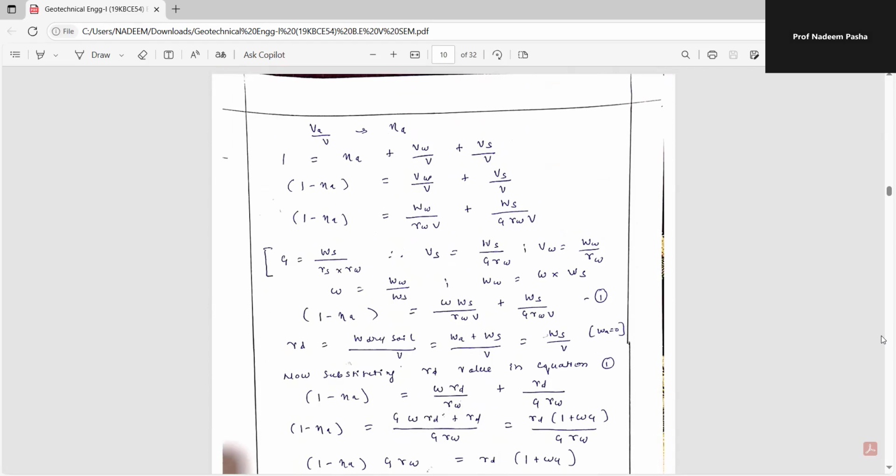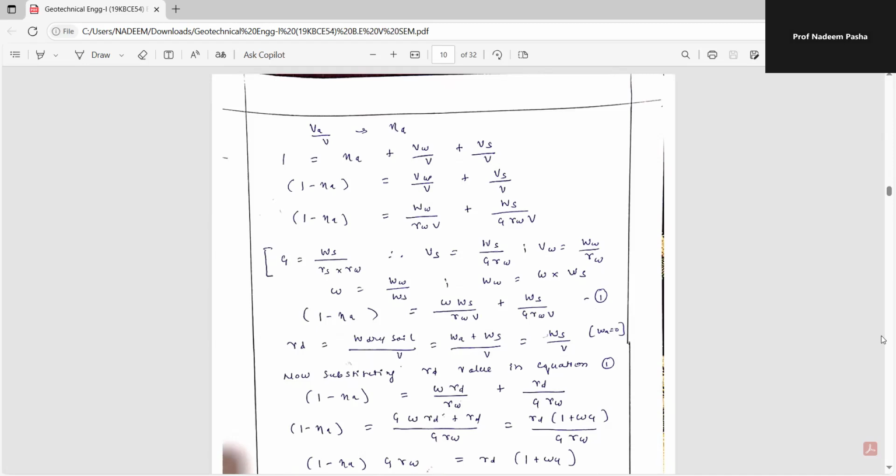Therefore, here Vs is equal to Ws by G gamma w, or Vw is equal to Ww by gamma w. Water content is nothing but ratio of Ww by Ws, or Ww is equal to w into Ws. So 1 minus eta is equal to w into Ws by gamma w into V plus Ws by G into gamma w into V. So your gamma d is equal to weight of dry soil by volume, equal to Ws by V.